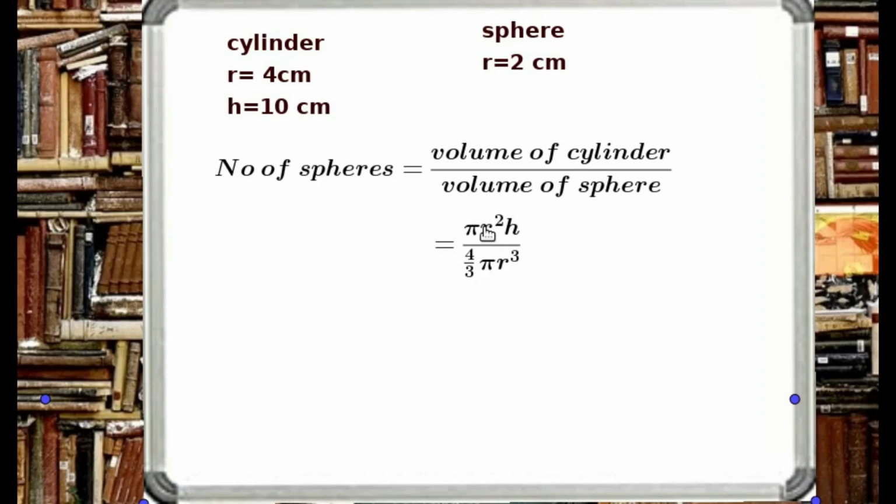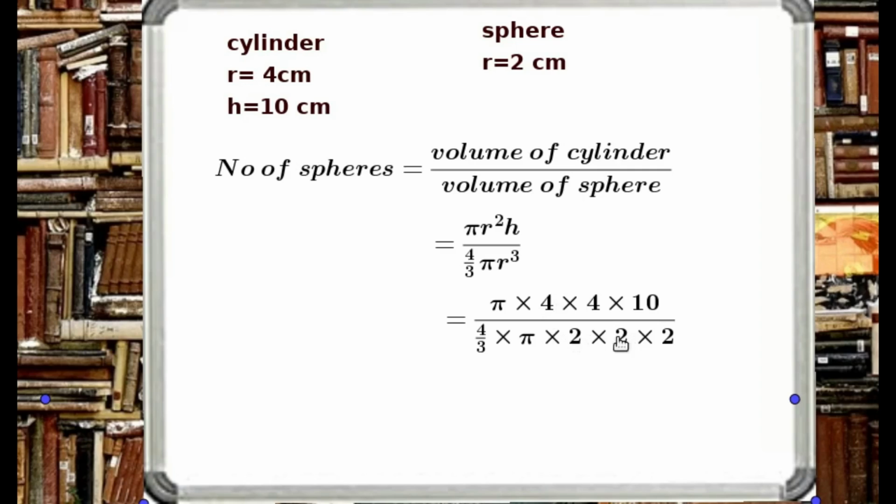This r stands for the radius of the cylinder and this r stands for the radius of the sphere. Then substitute the values: pi into 4 into 4 into 10 divided by 4 by 3 into pi into 2 into 2 into 2. Then you simplify. This pi and pi will cancel. Then 4 and 4 cancel.